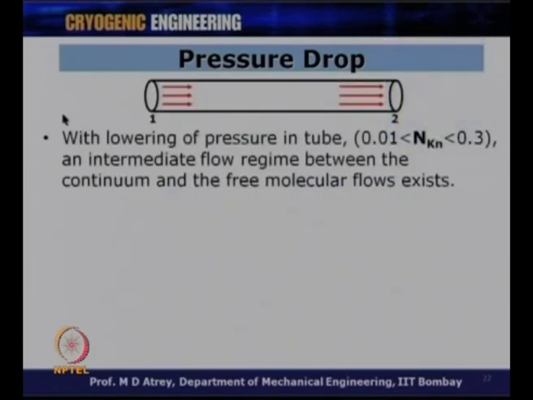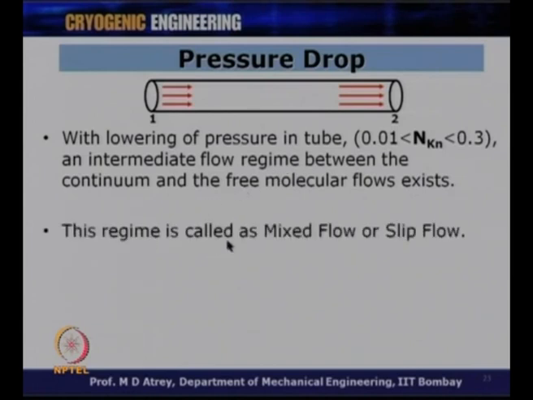Now, that was with the continuum flow, and let us talk about mixed flow, or with the lowering of pressure in the tube when the Knudsen number is between 0.01 and 0.3. An intermediate flow regime between the continuum and the free molecular flow exists now, as we have seen different flow regimes in vacuum. This regime is called mixed flow or slip flow.